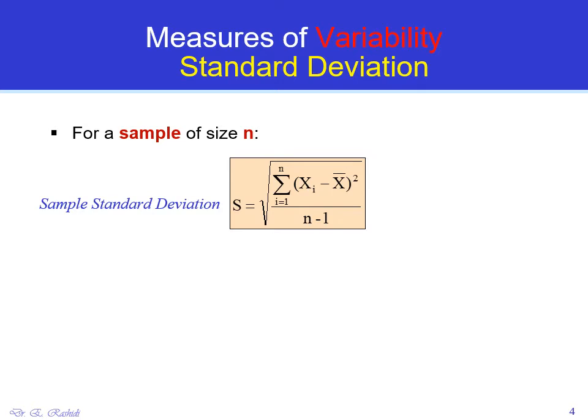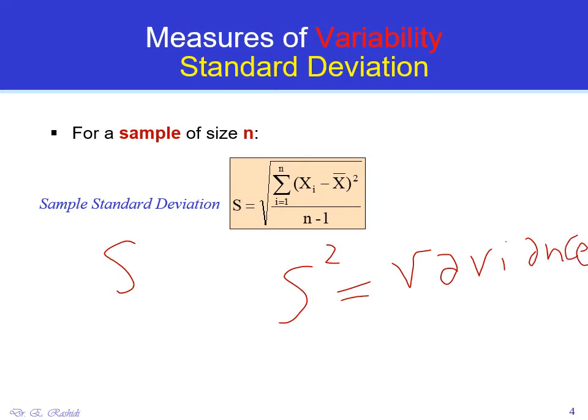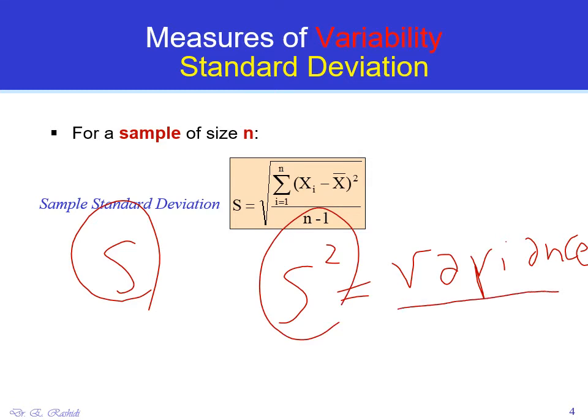It's noteworthy to say that we show the standard deviation by s, and the square of this, s squared, is called variance. So variance is just the square of the standard deviation, okay? So the standard deviation is shown by s, and the square of that value is defined or named as variance.